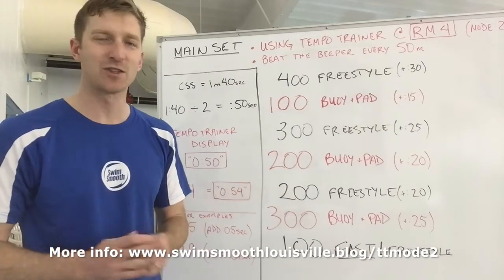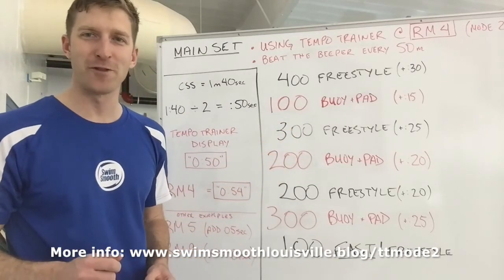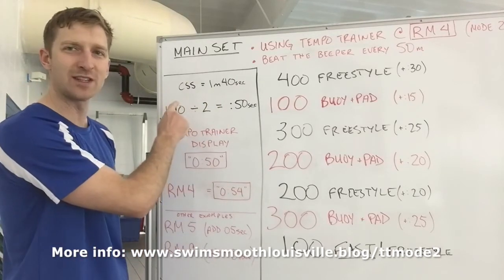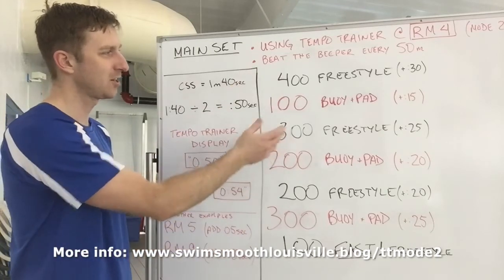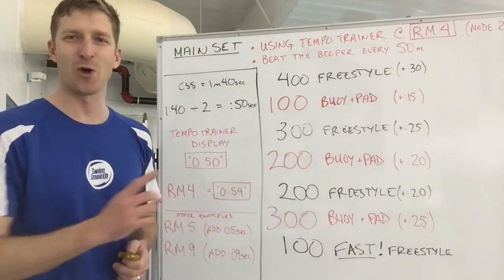So I hope that makes sense. Go ahead and give this a try. If you need to, just run this video back or pause it right here. Take your own CSS pace per 100 meters, plug the numbers in, do the calculation, set the Tempo Trainer, and off you go, and just test it out. Hope you enjoy this one.